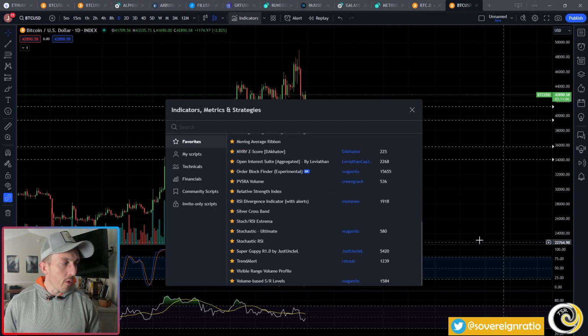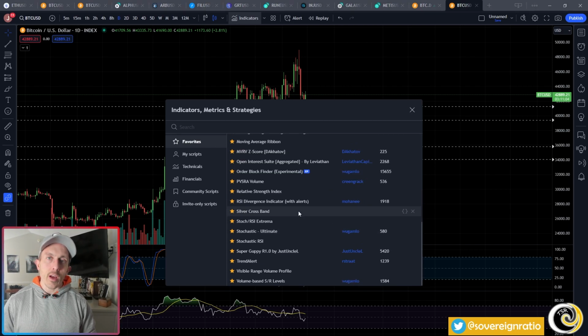Now here's an interesting one right here. This is the silver crossband. I mention this because I actually made this indicator.